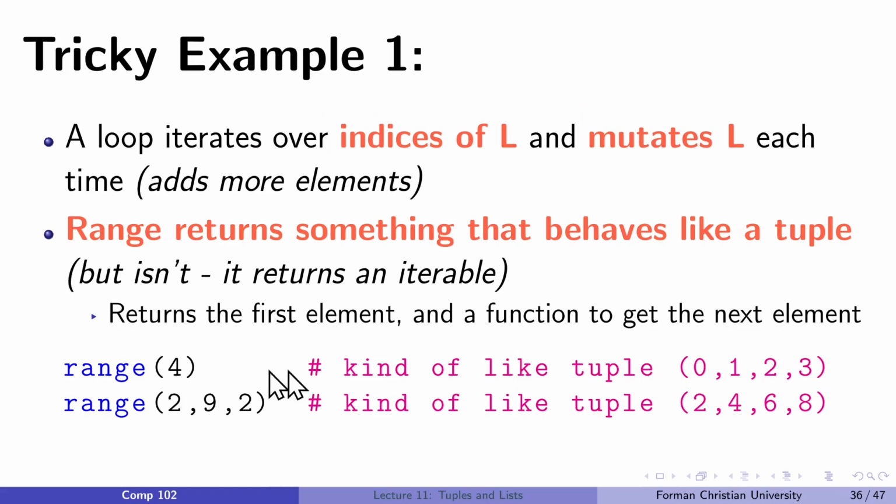So range 4 gives us an intermediate representation, a kind of intermediate tuple, which we cannot directly use. That's going to be 0, 1, 2, and 3. Similarly, range 2, 9, 2 is going to give us a directly unusable intermediate tuple. That's going to be 2, 4, 6, and 8.